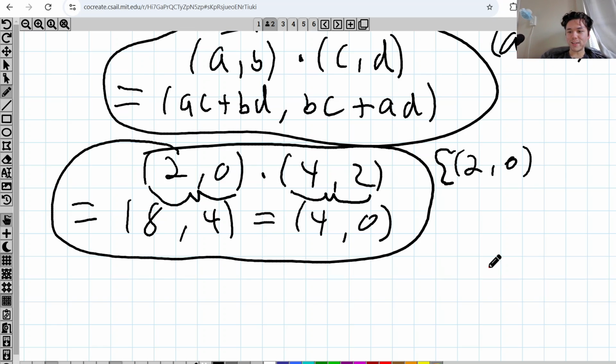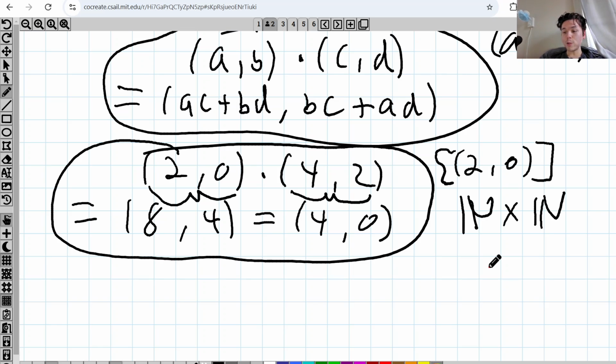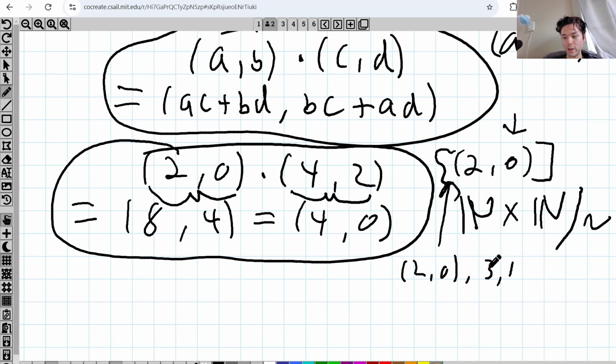around all these pairs, I should put these square brackets. Because I'm not multiplying the pairs, I'm not multiplying elements of N times N. I'm multiplying elements of N times N modulo the equivalence relation. So they're all really sets of pairs. You know, the element 2 is really the set that is like 2, 0 and 3, 1 and 4, 2 and so on and so on.